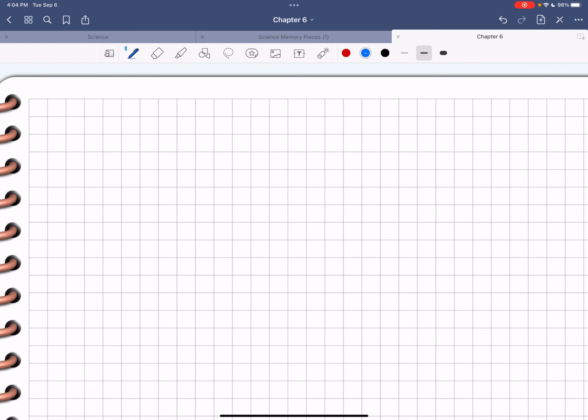Okay, so I'm on page 208. And let me just take a look. I have not previewed this, which is not very smart of me. Okay, this is talking about proportional relationships. How much do we want to review? Let's review just a little bit.